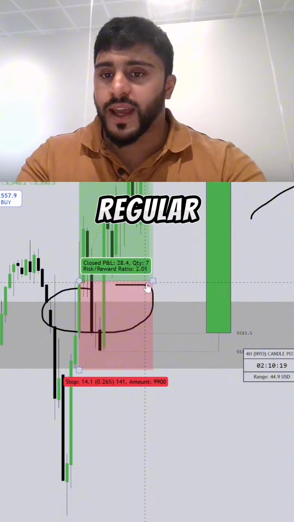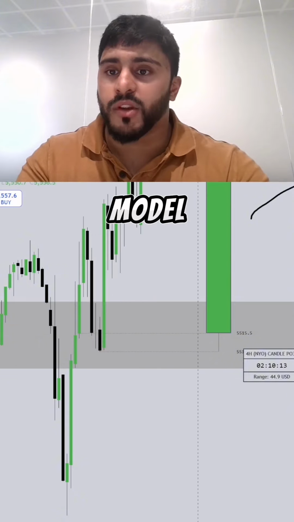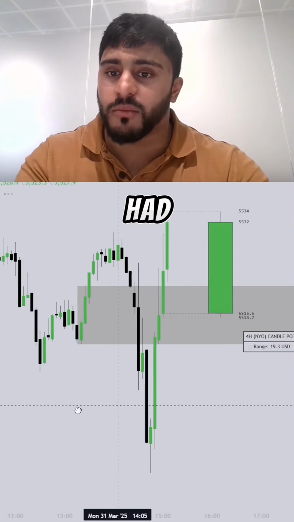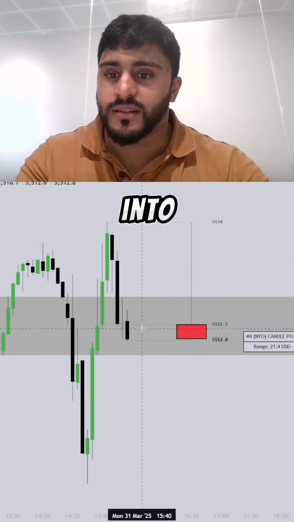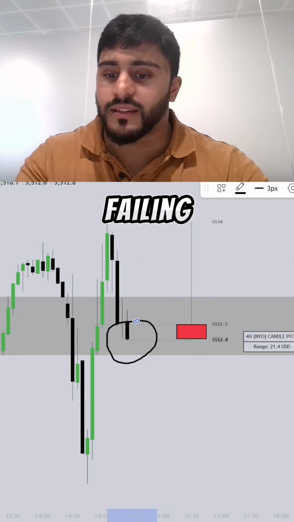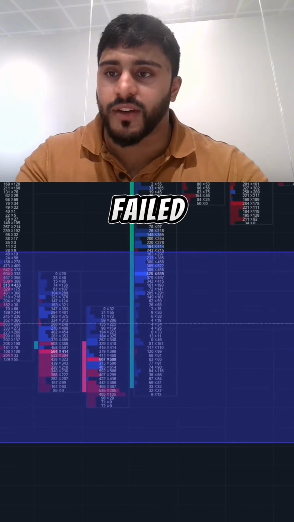When we go back to the regular candlestick chart, we can break down my entry model, right? My entry model shows something very specific: we've had a break above and now we're waiting for price to come back into this area. Now that price has come into this area, we're reading that sellers are failing in this area. And this is exactly where the sellers have failed, right?